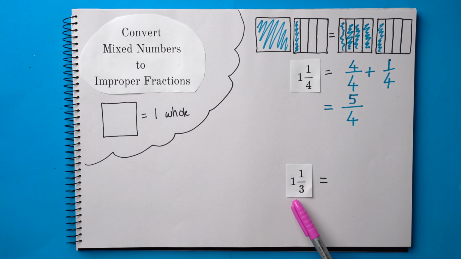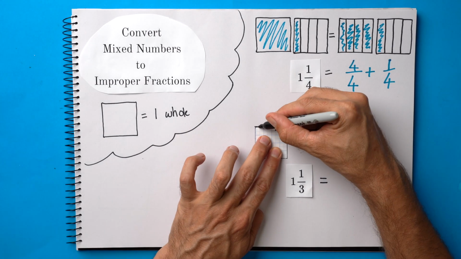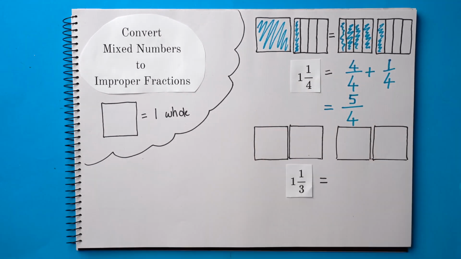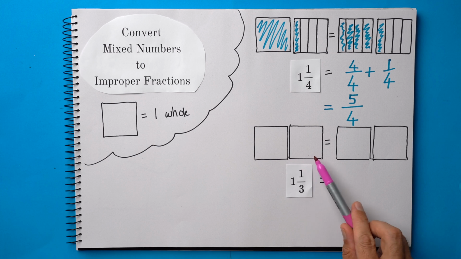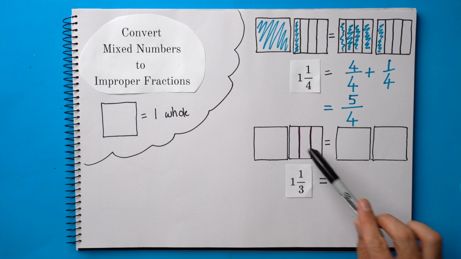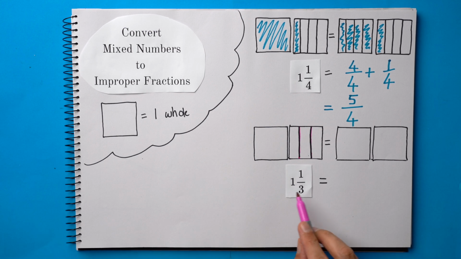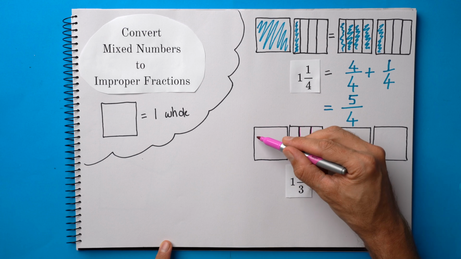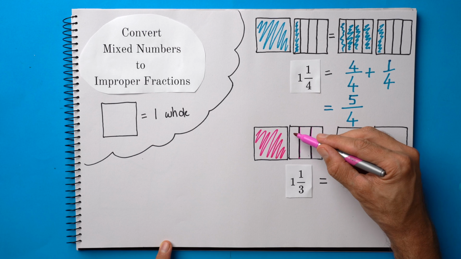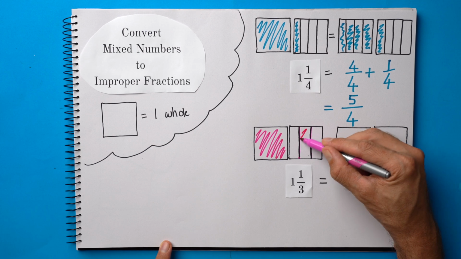In this one, we want to have a look at 1 1/3 and express that as an improper fraction. Once again, we're going to start off by drawing a diagram. Okay, once again, we've drawn a couple of boxes above so that we can represent 1 1/3. I'm going to share this into 3 equal parts, and we're going to shade the appropriate amount. So we've got 1 whole and 1/3. So let's just shade one of the thirds.